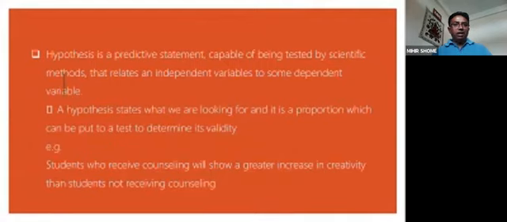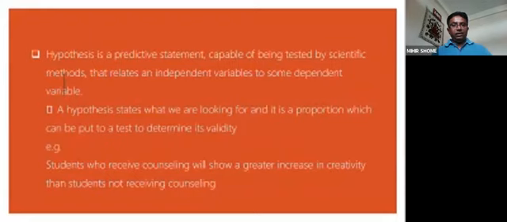First is that a hypothesis is a predictive statement capable of being tested by scientific methods that relates an independent variable to some dependent variable. Then the next definition: a hypothesis states what we are looking for, and it is a proposition which can be put to a test to determine its validity. That means what we are going to test.